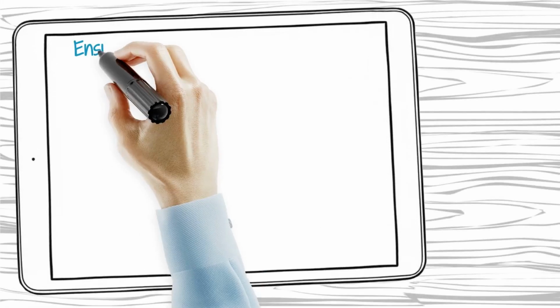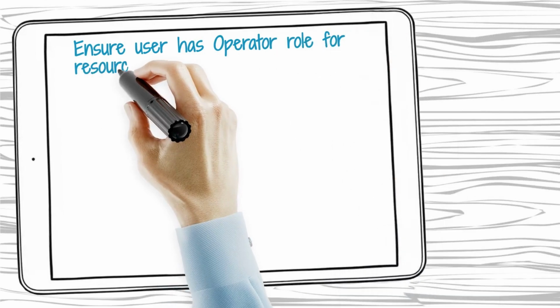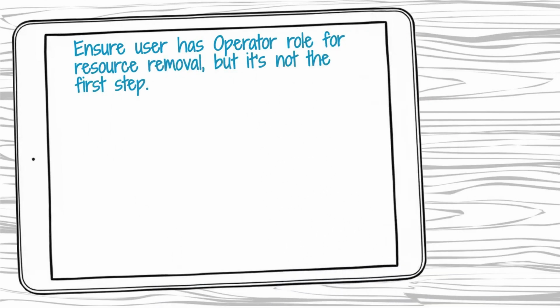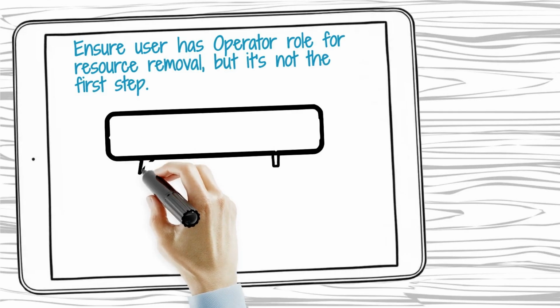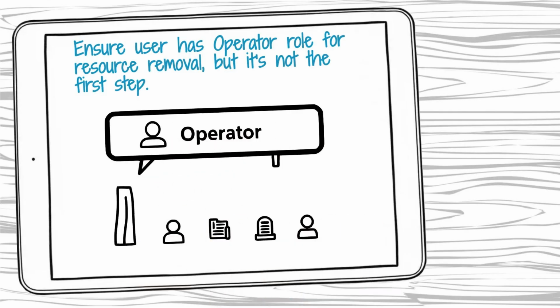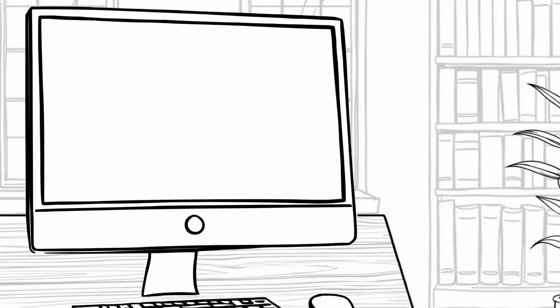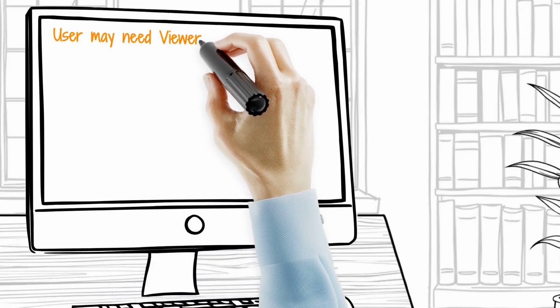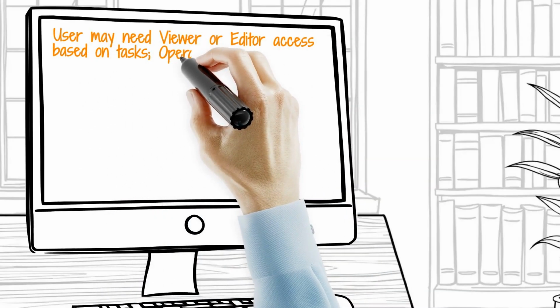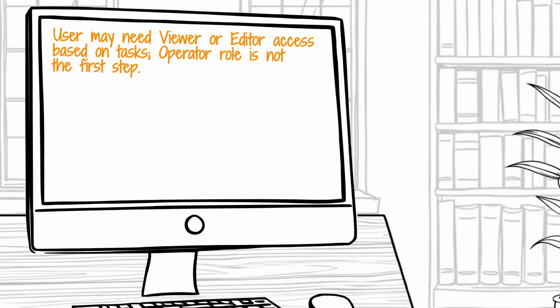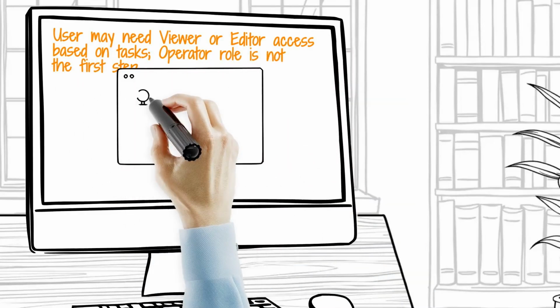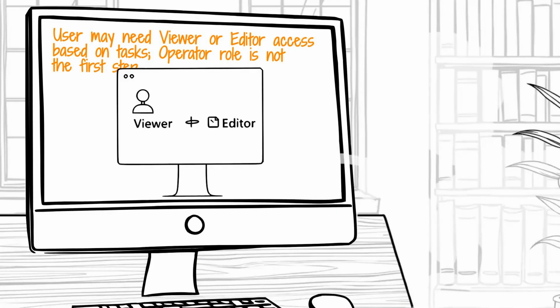B. Make sure the user is a member of the operator role so they can remove the resource if necessary. Assigning an operator role might grant too much access if the goal is just to resolve an access issue, and it's certainly not the first troubleshooting step. The user might only need viewer or editor access, depending on what they're trying to do. This is an action you might take after diagnosing an IAM permission problem, not the first diagnostic step itself.